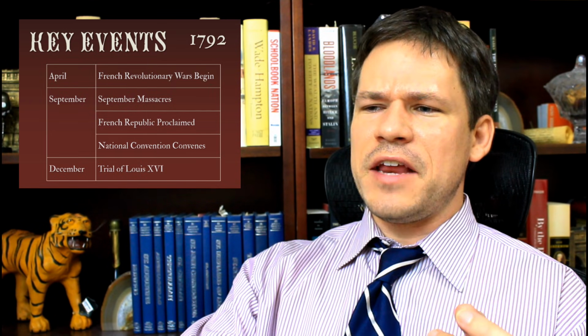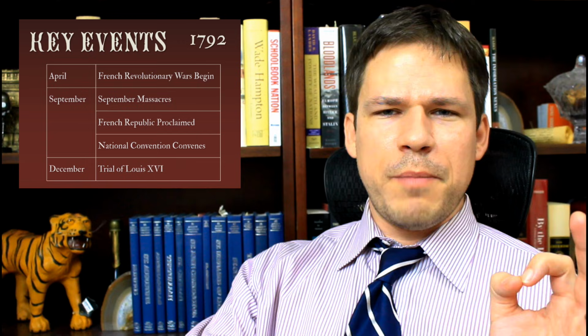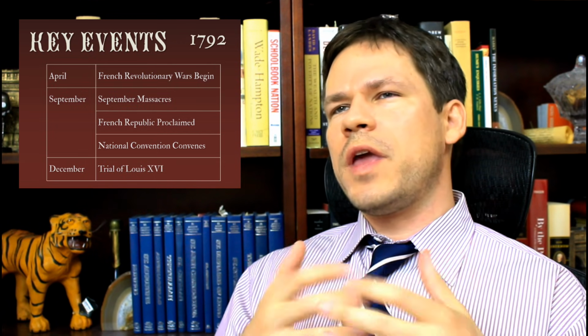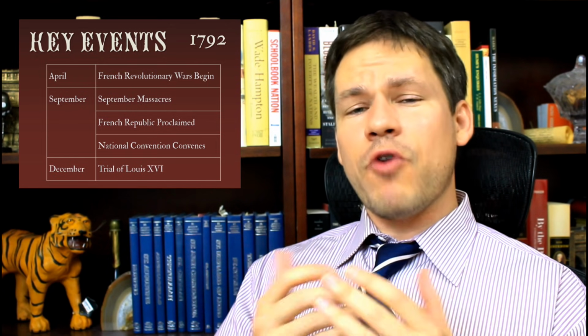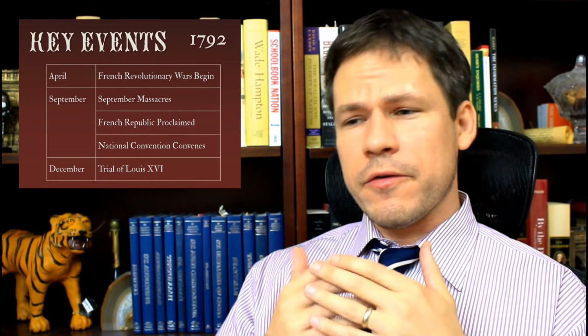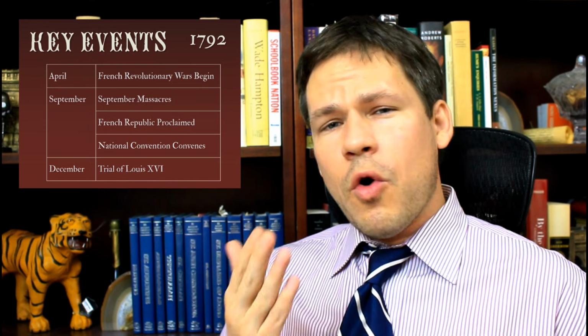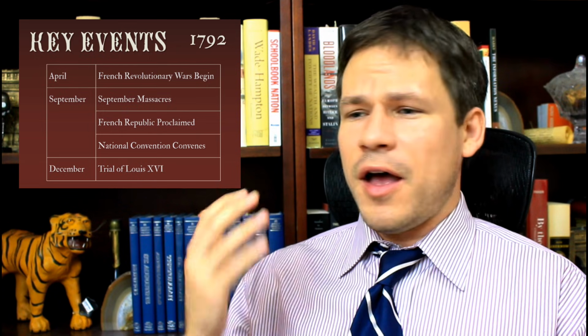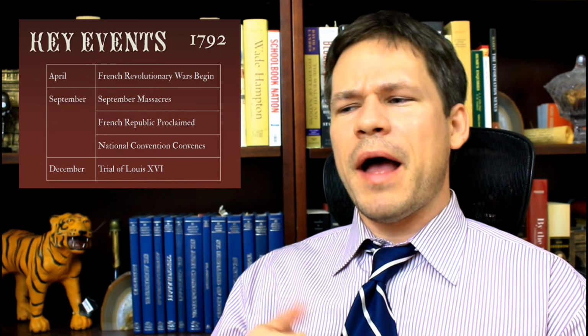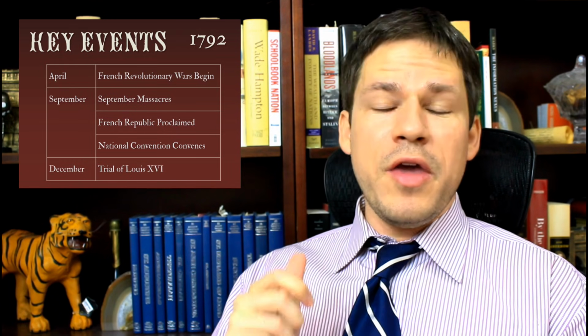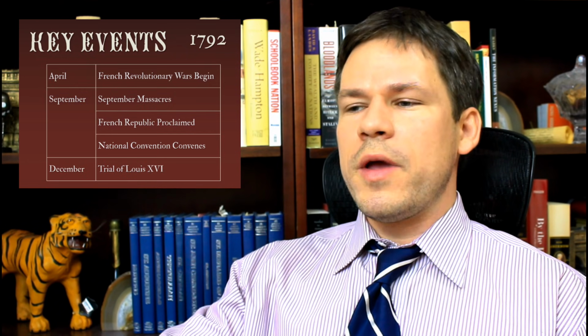And so as far as 1792, the French Revolutionary Wars begin in April. Now, of course, you've got to keep in mind that the rest of this whole saga is going to unfold with a backdrop of war. Now, of course, when there's war, there's panic. The government seizes powers that it normally would not seize. And so just remember that that's going on behind the scenes with everything we're going to go through for the next several years of the French Revolution. And in September, you have the September Massacres, followed by the proclamation of the French Republic. Then the National Convention convenes, and finally in December, we've got the trial of Louis XVI.